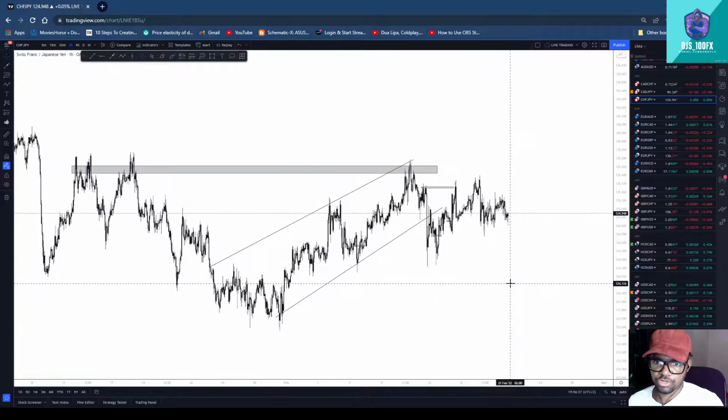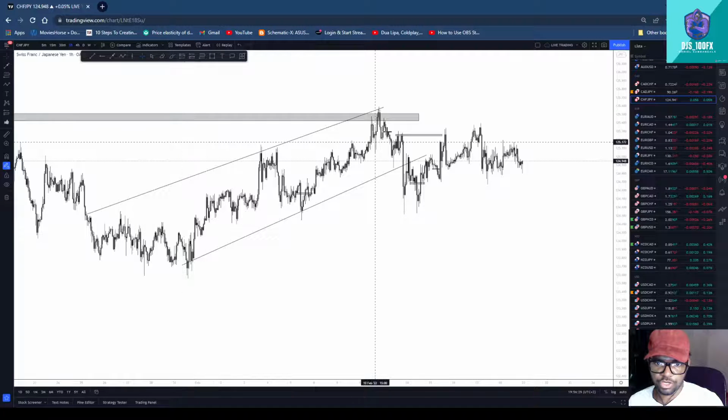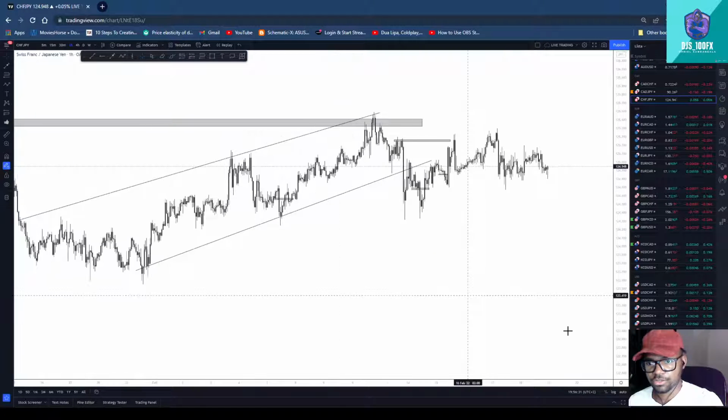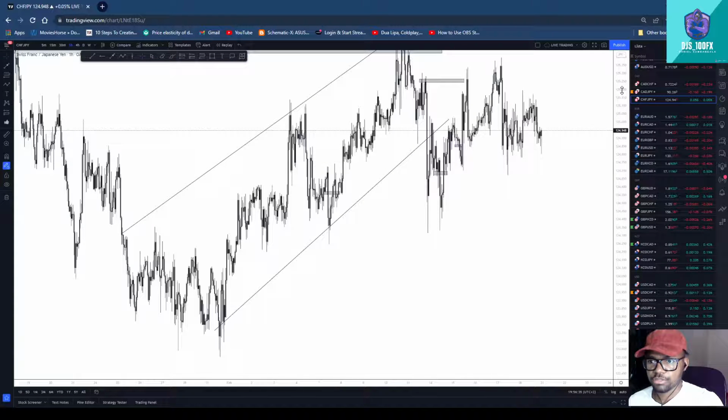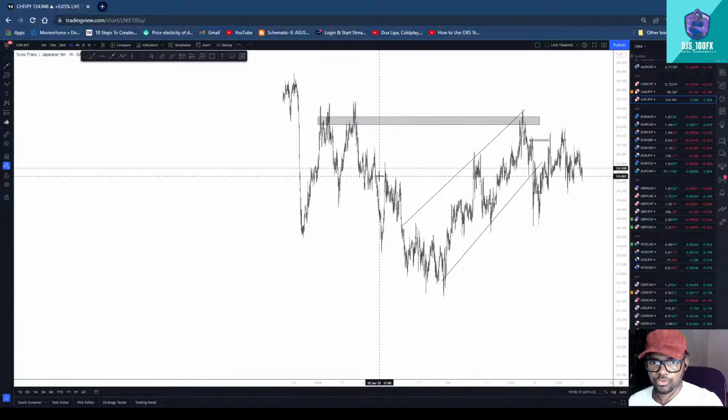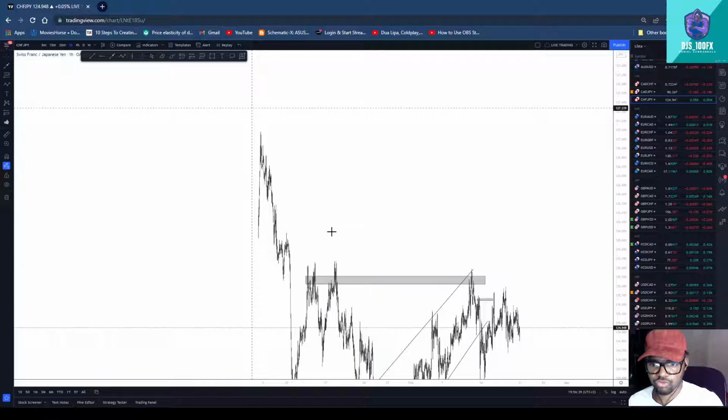CHF JPY was also a nice pair to trade. I've been trading this pair from here going up, been taking some profits over there, but now price seems to have broken this trend up to then continue with the trend down.